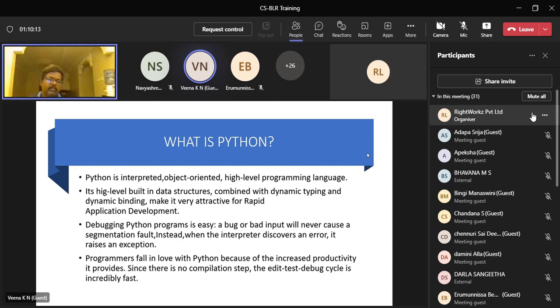Programmers fall in love with Python because of the increased productivity it provides. Since there is no compilation step, the edit, test, debug cycle is incredibly fast.